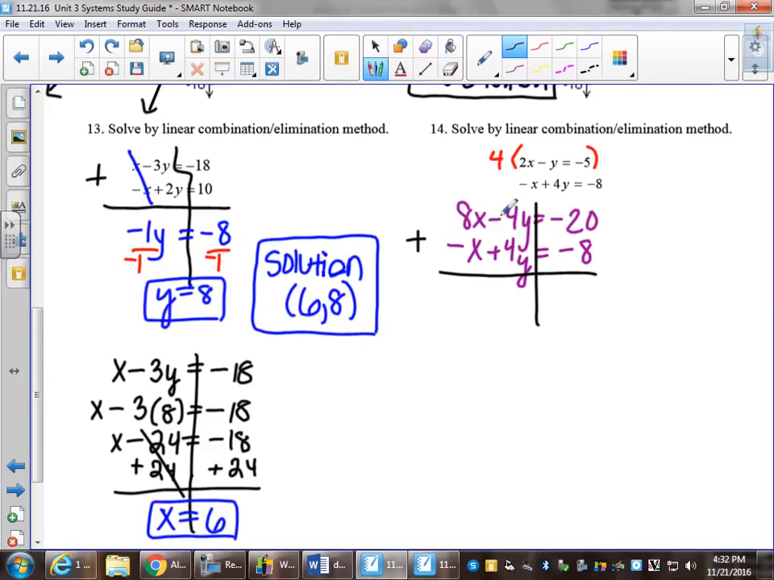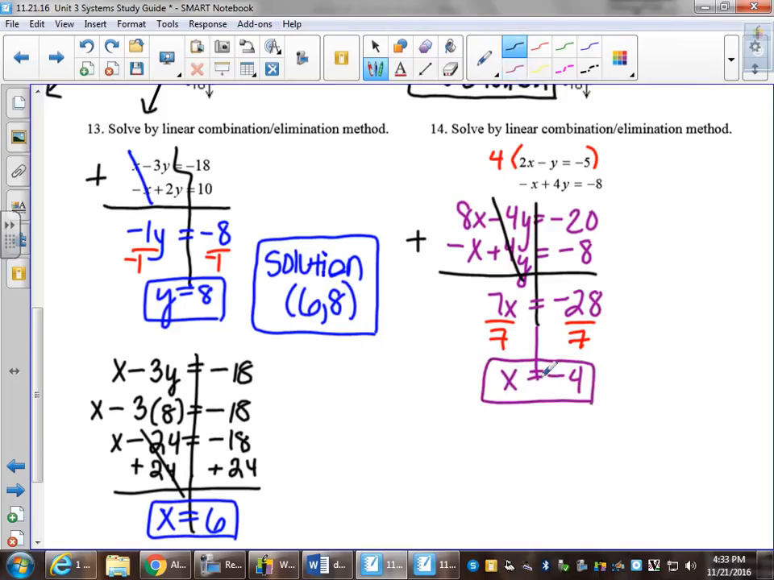Let's see what happens. My y's cancel because negative 4y plus 4y is 0. It's gone. 8x minus x is 7x. Remember, this is a 1x, so like 8x minus 1x is 7x. Negative 20 minus 8 is going to be a bigger negative, negative 28. Divide by 7. x equals negative 4.